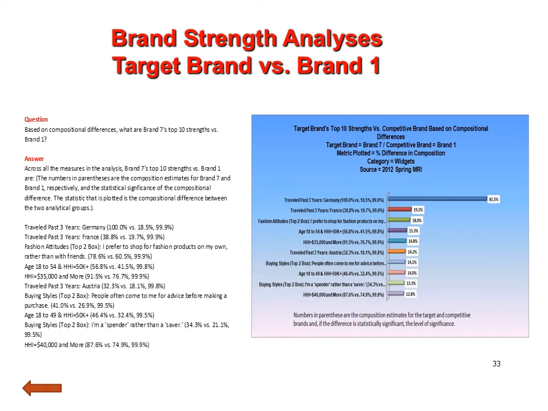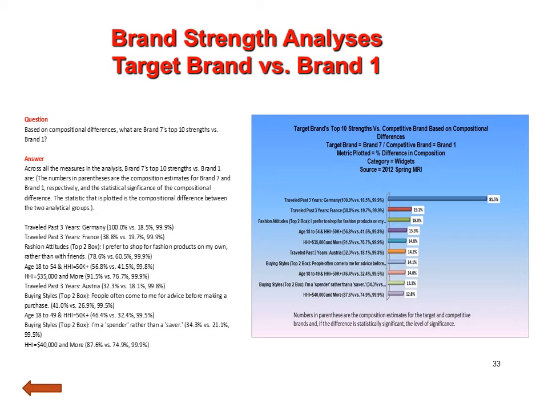Each strength analysis has the following structure. The type of analysis is shown on the top along with the brand that is being compared to the target brand. In this case, we are looking at a brand strength analysis and the target brand is being compared to brand number 1. The question which appears on the top left of the slide reads, based on compositional differences, what are the target brand's top 10 strengths versus the competing brand?